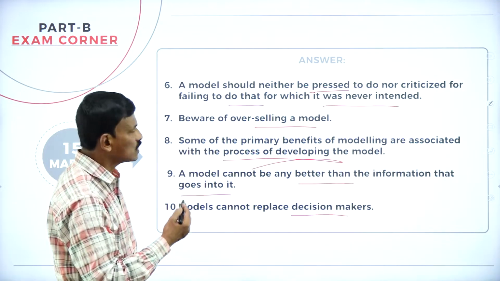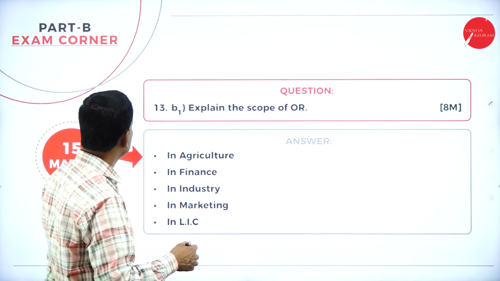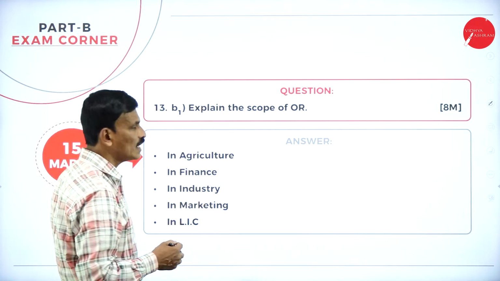Now these are the two questions. Now let us come to this. For this there is a choice question. The choice question is 13 B1 and B2.